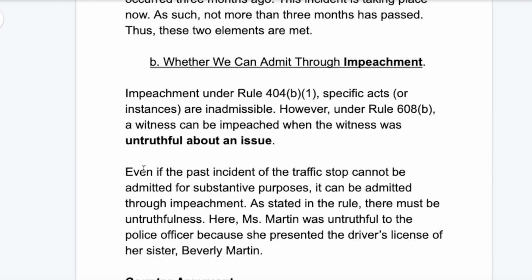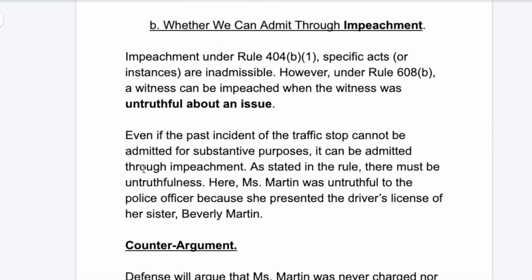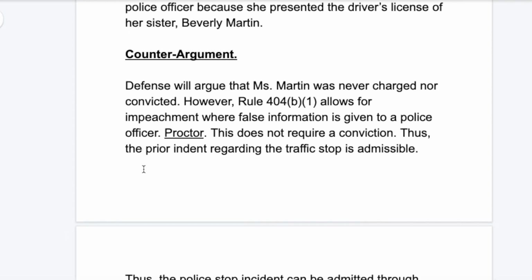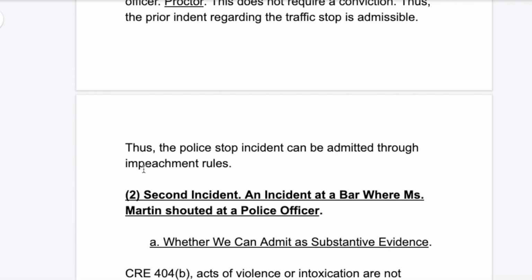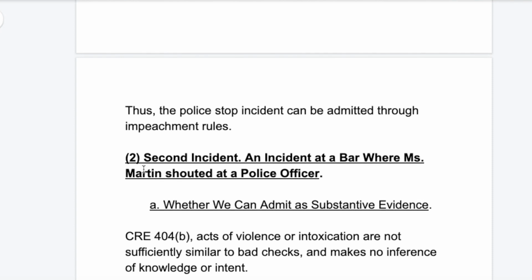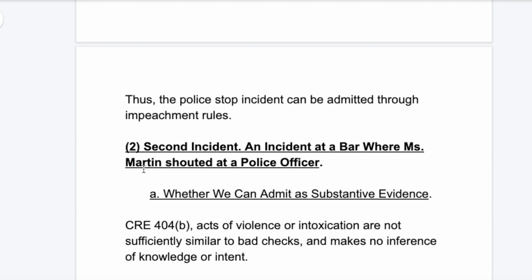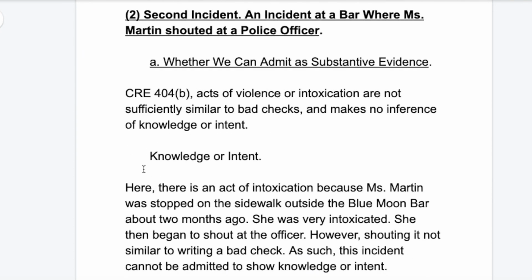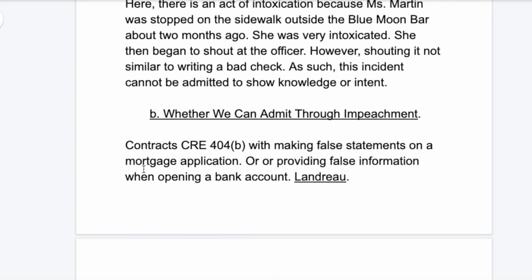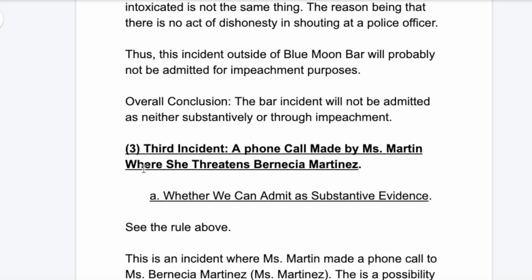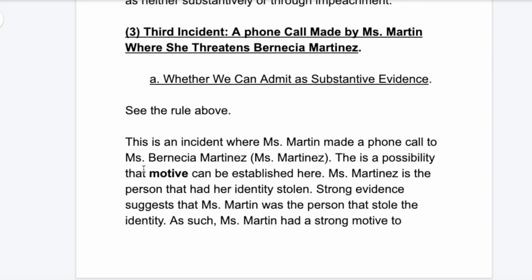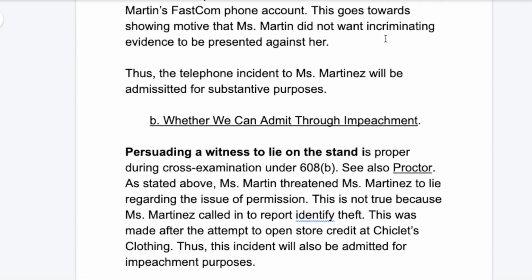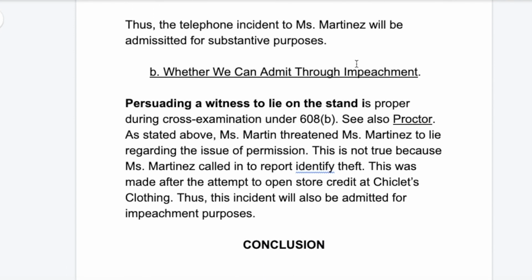Then, of course, I talk about impeachment. I state the rule there. I'm not going to spend too much time there. And then you go on and you just repeat the analysis. You go on to the incident at the bar, the same structure. I showed you the structure earlier. And then you go to the third incident, the phone call. And there was a specific case law on that, where persuading a witness to lie on the stand can be used for impeachment purposes. And that is it.